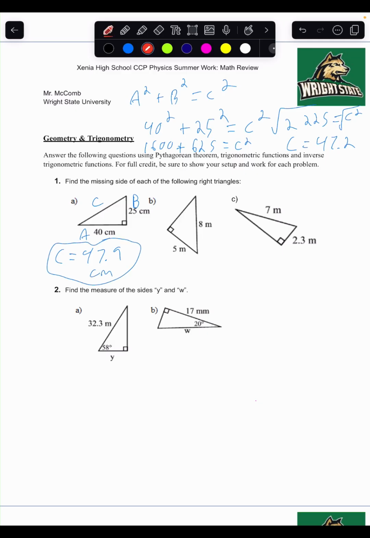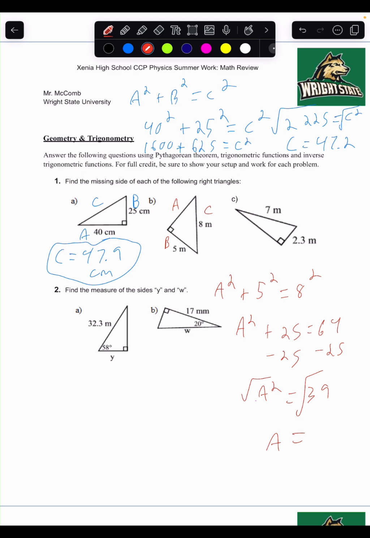Okay, next question, same idea. We have short sides being a and b, that one is c. So the relationship is a squared plus b squared equals c squared. That means that a squared plus b is 5 squared equals c is 8 squared. 5 squared is 25. 8 squared is 64. Subtract 25 from both sides to get the a by itself. We get a squared equals 64 minus 25 is 39. So a is the square root of 39, which, according to my calculator, is going to be 6.24. Let's call it 6.2. And those are in meters, so that's in meters.